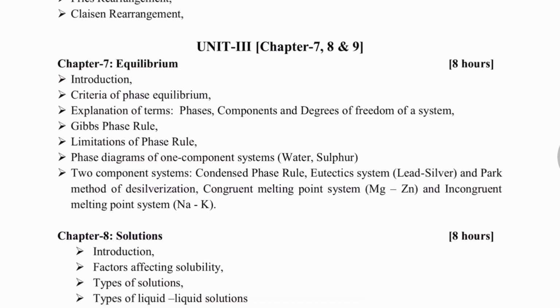Then after that, two component system: in eutectic system, lead and silver, and congruent melting point system Mg and Zn, and incongruent melting point system Na and K. So we will discuss this chapter, phase equilibrium, first, right?